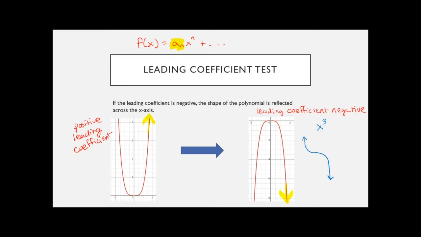Exactly. So the coefficient tells you where the right is going, and then the left part depends on if it's even or odd. If it's even, it goes in the same direction as the right. If it's odd, it goes in the opposite direction. Got it. Thank you.